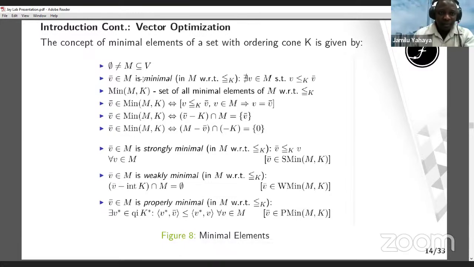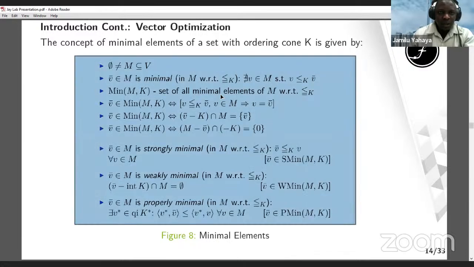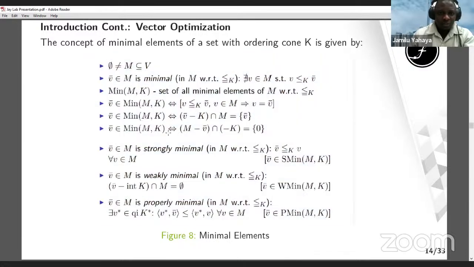The minimal element. This definition is very important because we have different types of solutions. When we say Pareto optimal solution, we mean either minimal, weakly minimal, strongly minimal, or properly minimal, which I have explained earlier. So it is important to look at this.